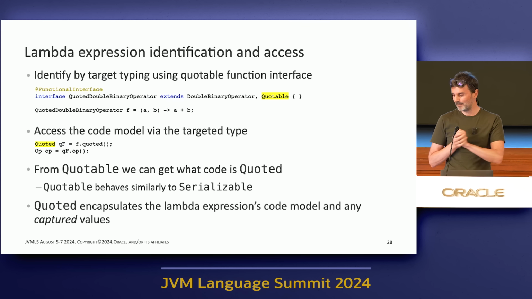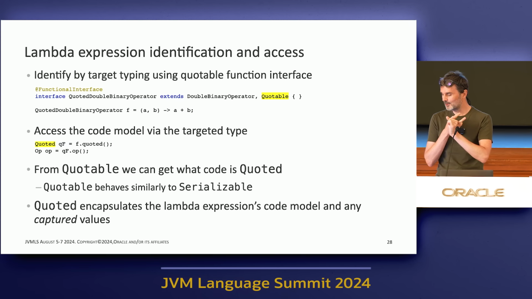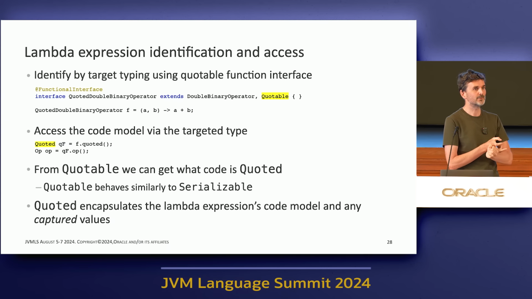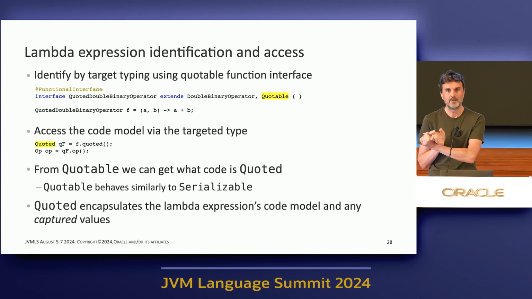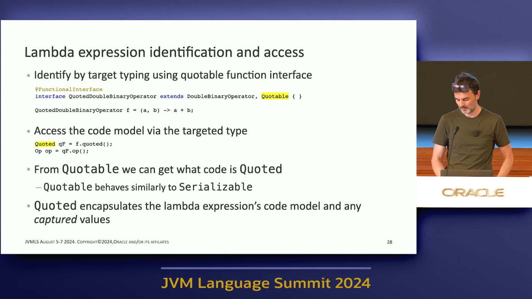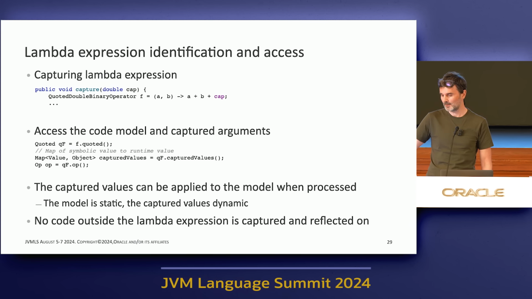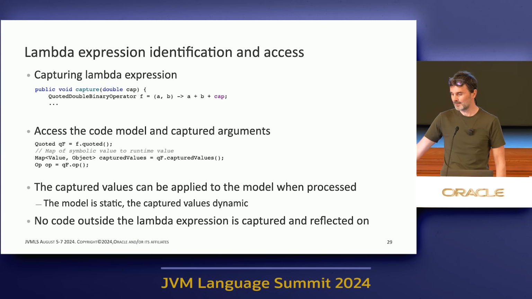So as I said, quotable behaves similarly to serializable. So quoted encapsulates the Lambda expression's code model, but it also encapsulates any of the captured variables as well. What if a Lambda captured a variable? What do we do there? Again, these lambdas can capture variables just like normal Lambda expressions can. And we can access the code model, but we can also access the captured arguments.